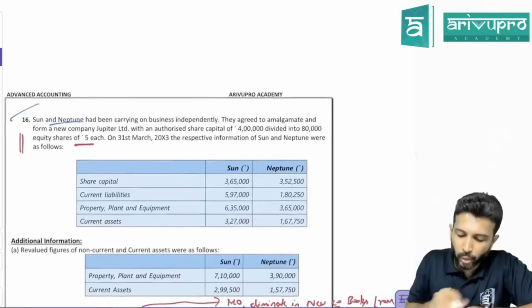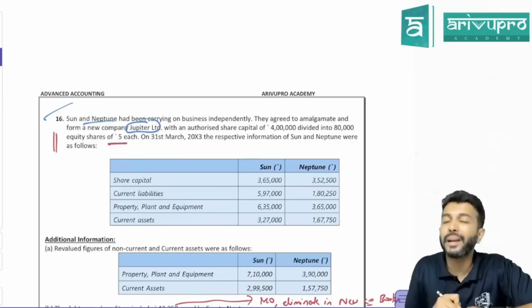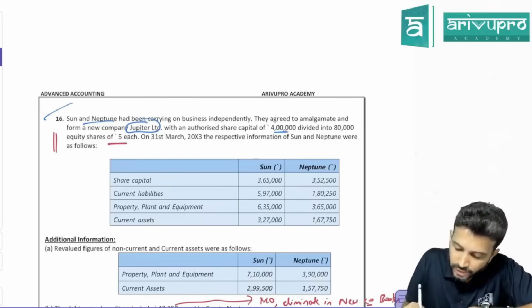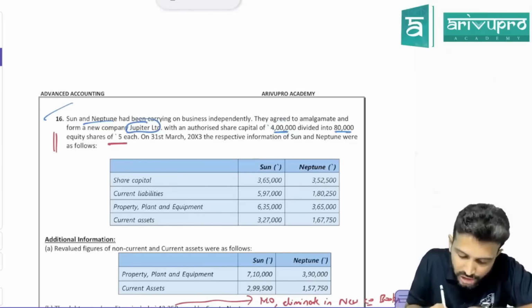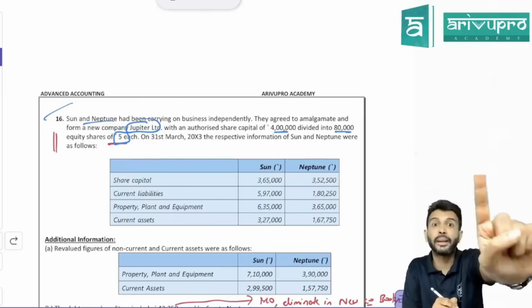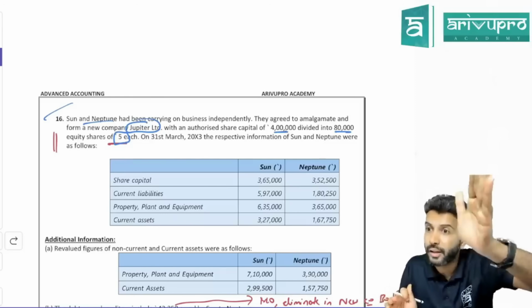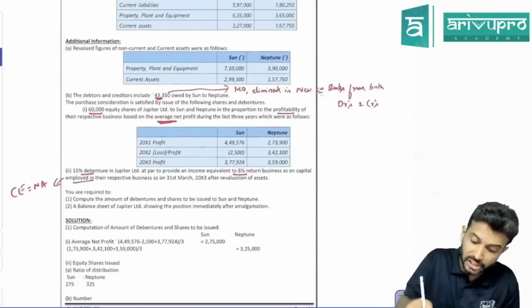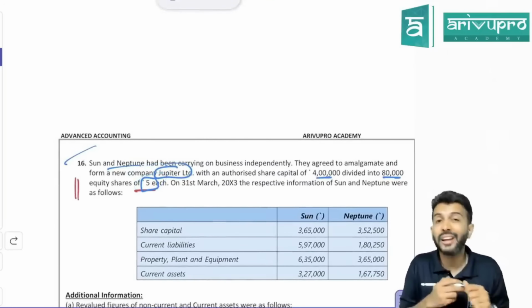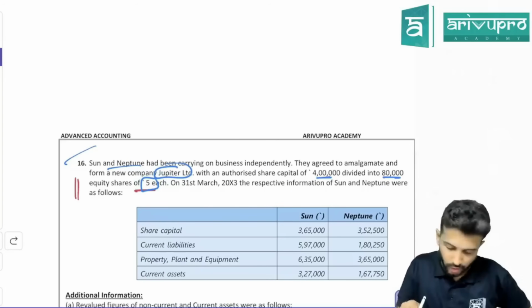Sun Limited and Neptune Limited have been carrying on the business independently. They agreed to amalgamate and form a new company, Jupiter Limited. Share capital of Jupiter is rupees 4 lakh divided into 80,000 shares of 5 each. Keep this in mind. New share capital's face value is not 10. Normally we assume face value of equity shares to be 10. Don't assume 10 here, because they will not give the adjustment again; they gave it in the first line only. The new company's new equity shares' face value is only 5. Keep that in mind. All right.